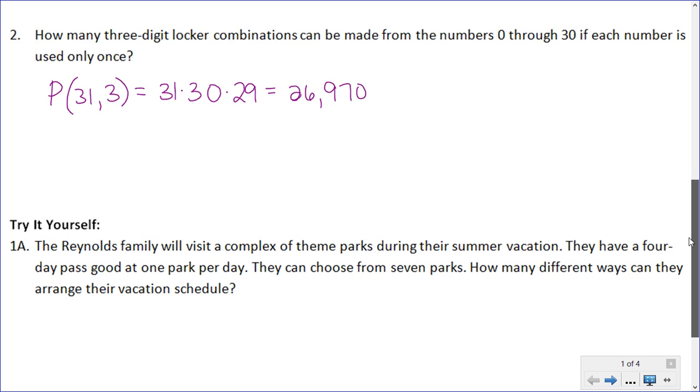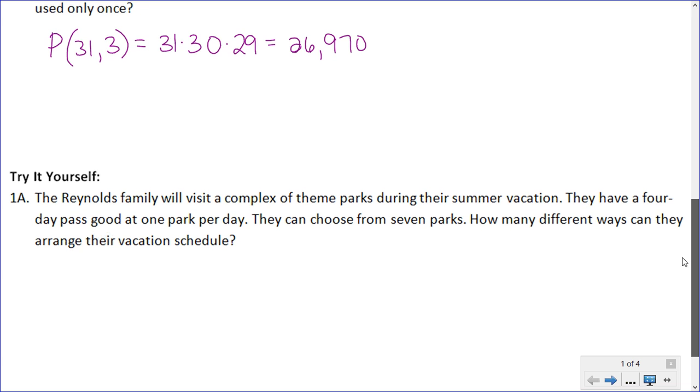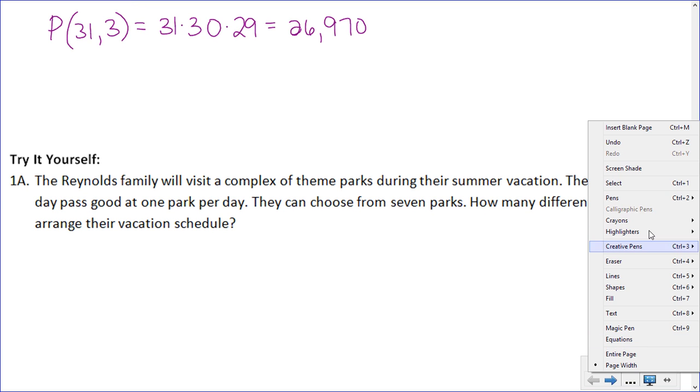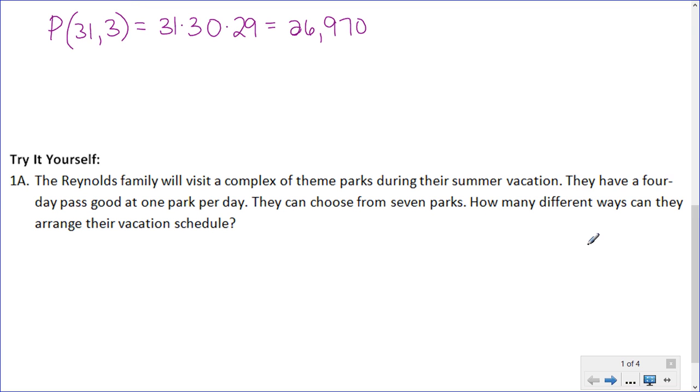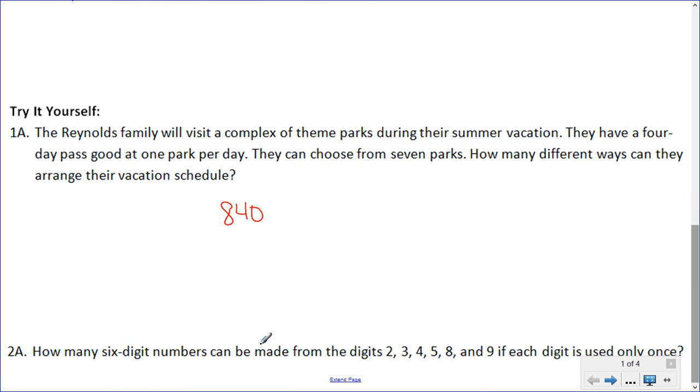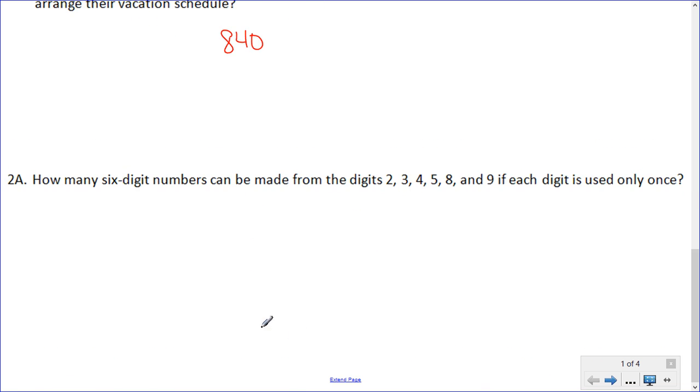Okay, so there's 2 try it yourself problems at the bottom of the page for you to do on your own. Go ahead and pause the video and work through those 2 problems, and when you're ready to check your answer, press play. Okay, for this first one, you should have gotten 840. And for the last one, I should have gotten 720.